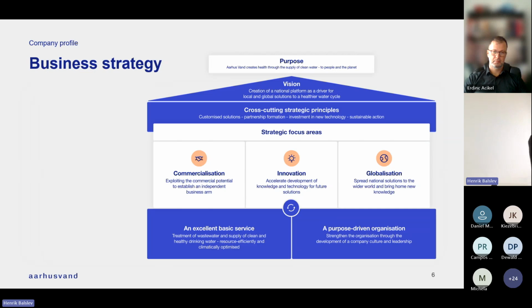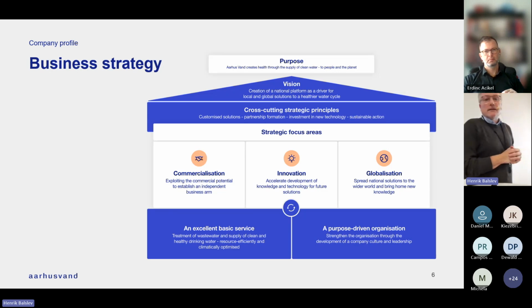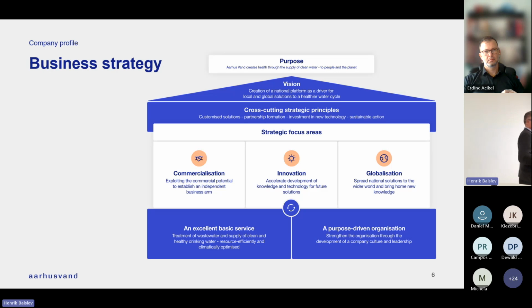We have a business strategy. We have a purpose actually in Aarhus Vand, and our purpose is actually to create health through water for people and for the planet. And it might sound very high level, but we try to make a line of sight from all of our daily activities to this purpose. And then we have this strategy house, and in the foundation we have our excellent basic delivery services to our customers. We have to do that in an effective way, and we have to do it in a sustainable way, and we have to do it in a secure way.